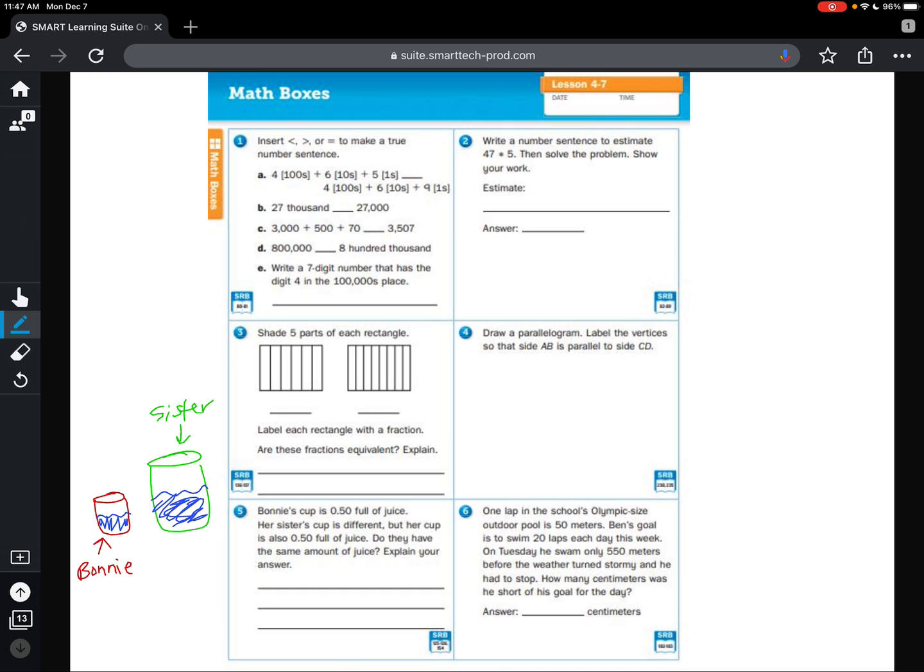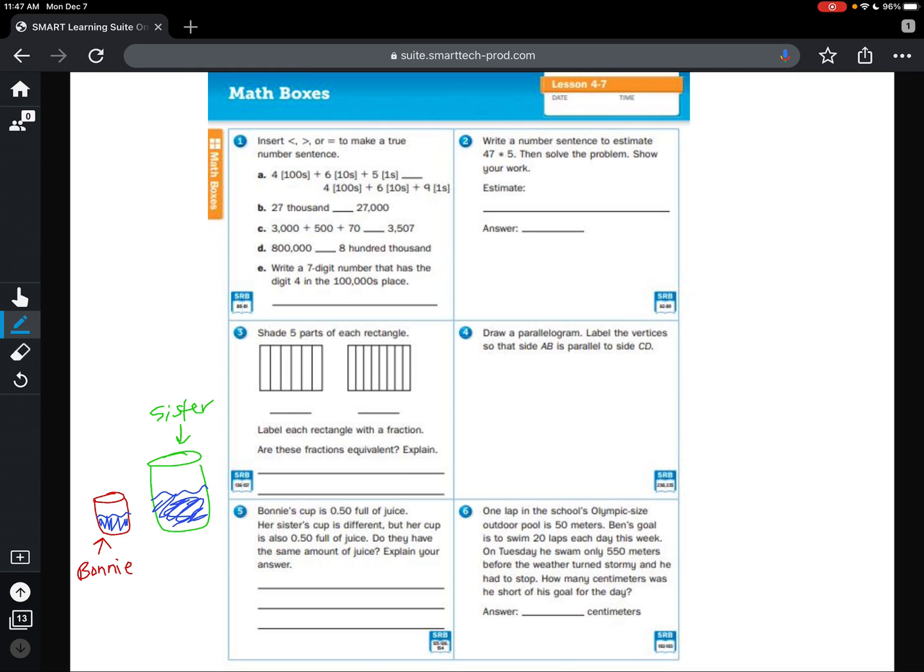After you finish page 125 in your math journal, you're going to work on math box 4-7. This one's going to take you a little bit of time, but I've provided you with a hint for number 5. Bonnie's cup is 50 hundredths full of juice. Her sister's cup is different, but her cup is also 50 hundredths full of juice. Do they have the same amount of juice?